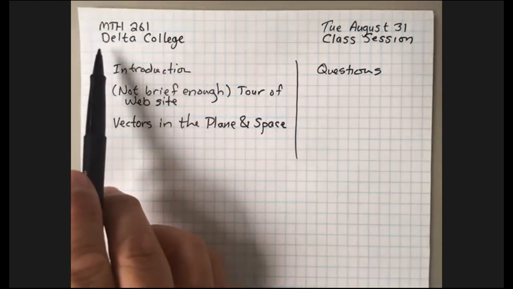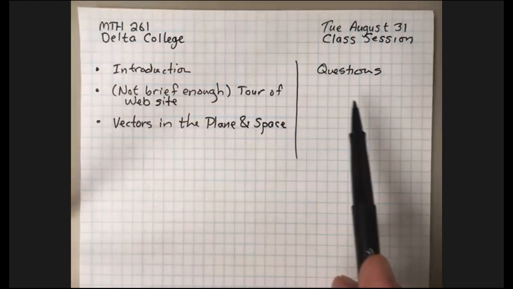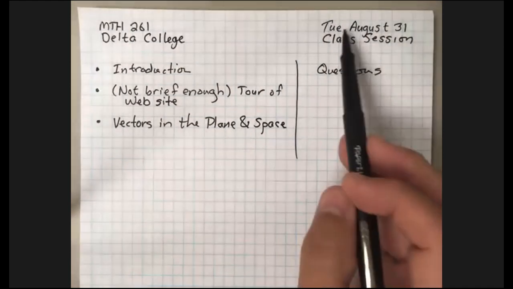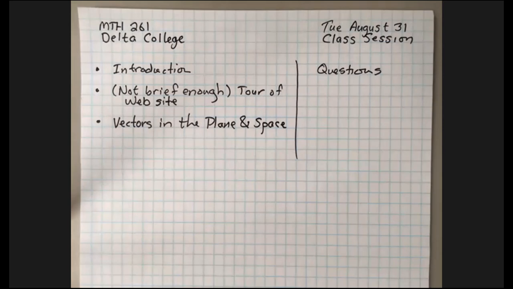261. This is Analytic Geometry and Calculus 3 at Delta College. This is the 2021 fall semester. Today is Tuesday, August 31st, and this is our first class session. So it has to be naturally disorganized.